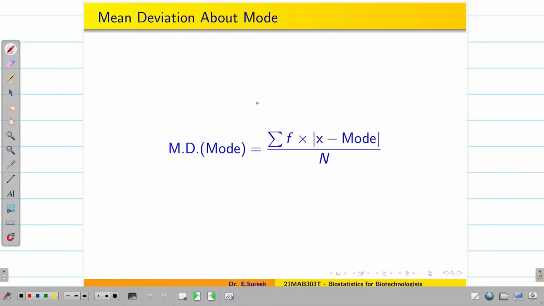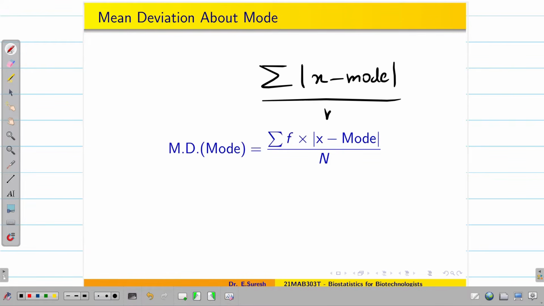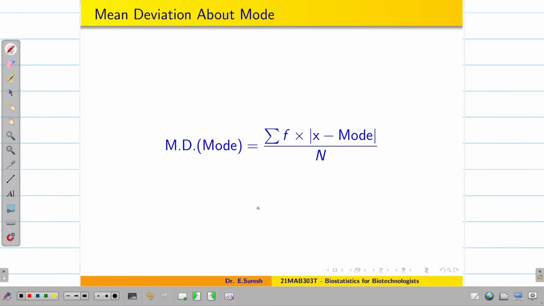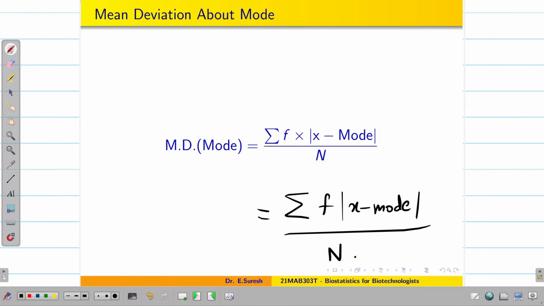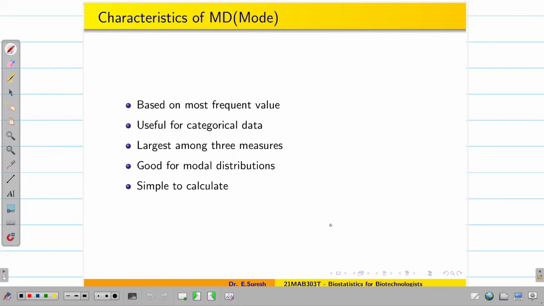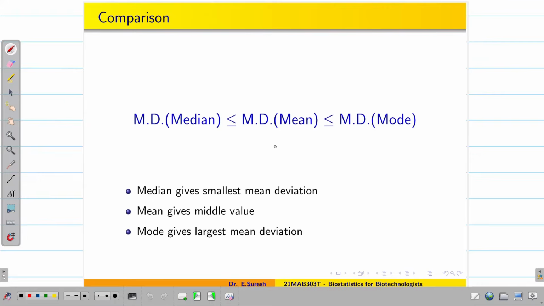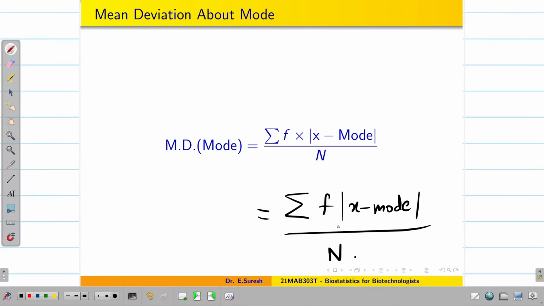In the similar way, for ungrouped data, summation modulus of x minus mode divided by number of observation. For grouped data, either discrete or continuous, summation f into modulus of x minus mode divided by capital N. You can see the characteristics of mean deviation about the mode. So now I am not going to do any new problems. I am going to do the mean deviation about the mean, about the median, about the mode part alone.